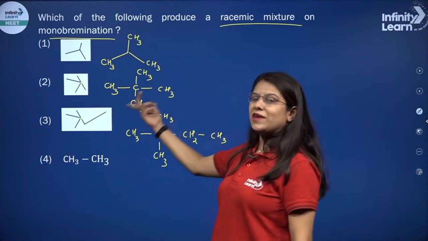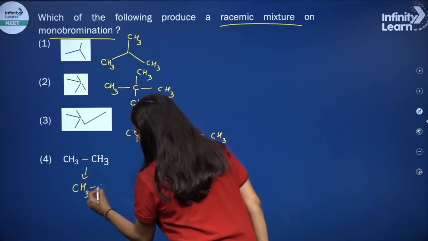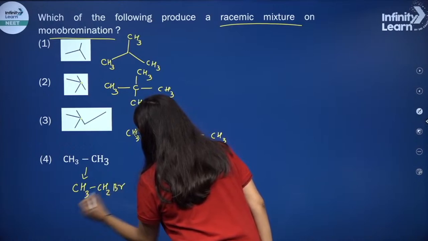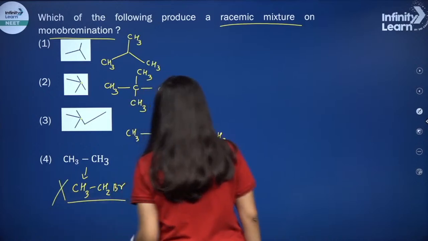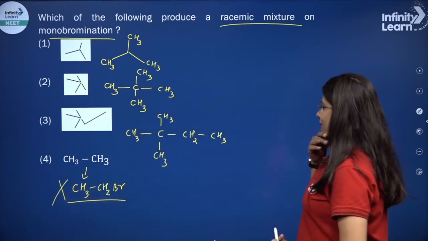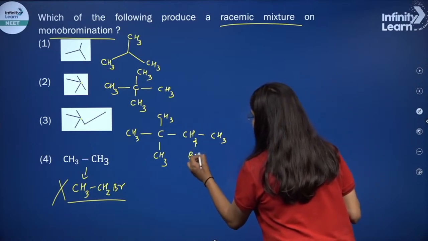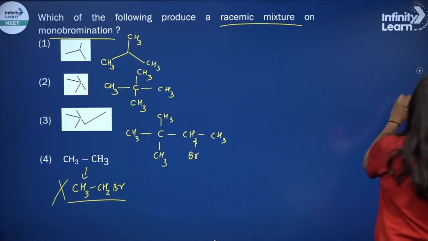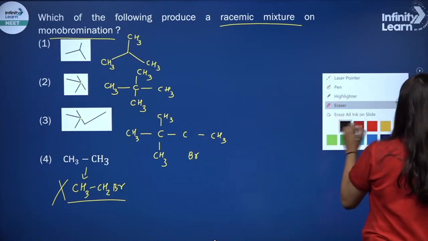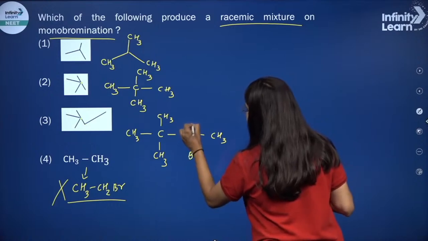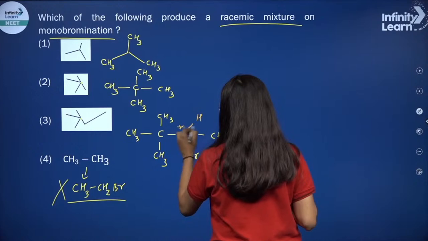So monobromination I'll have to do. When I do the monobromination of this compound, what will be the product? It will be CH2Br. It does not contain any chiral carbon, so this cannot be our answer. Next, you can see when I do monobromination at this place, I am going to get a chiral carbon, right? So let me erase this, and this will be Br and this will be H. So this is a chiral carbon. Yes or no? Yes, this is a chiral carbon.